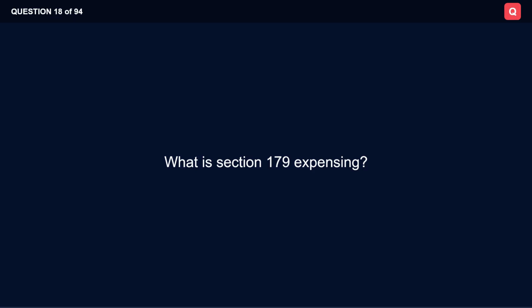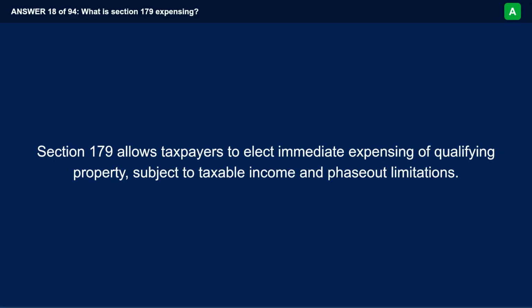What is Section 179 expensing? Section 179 allows taxpayers to elect immediate expensing of qualifying property, subject to taxable income and phase-out limitations.